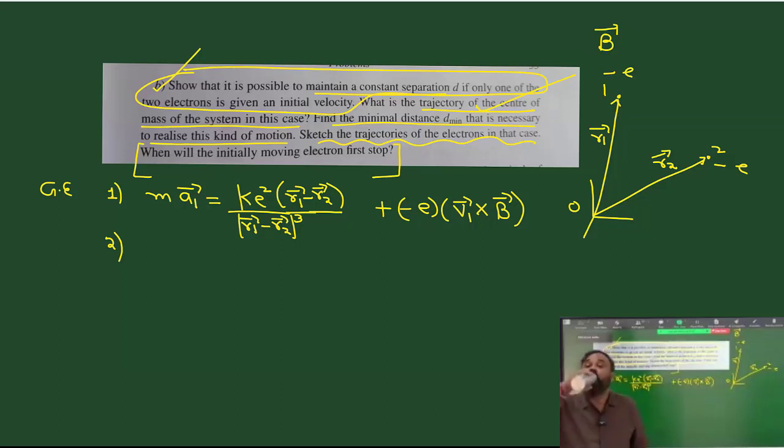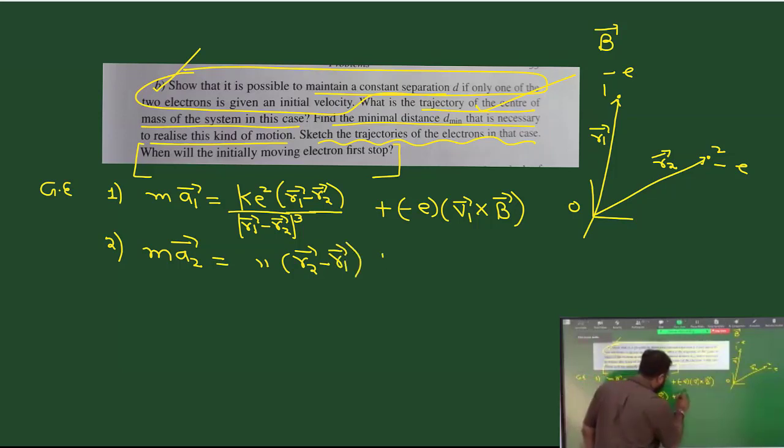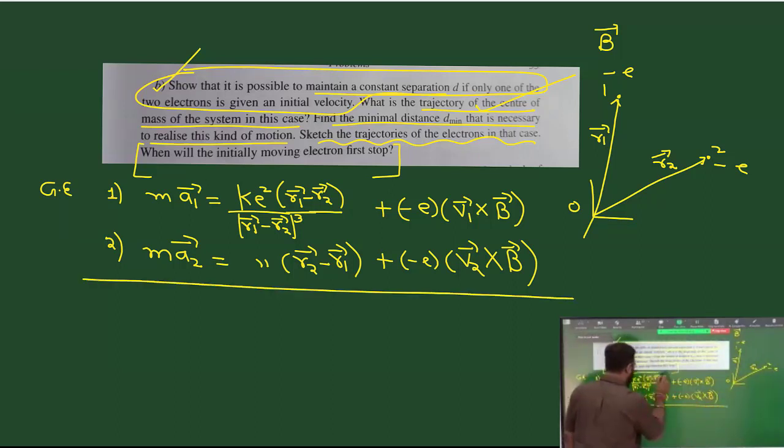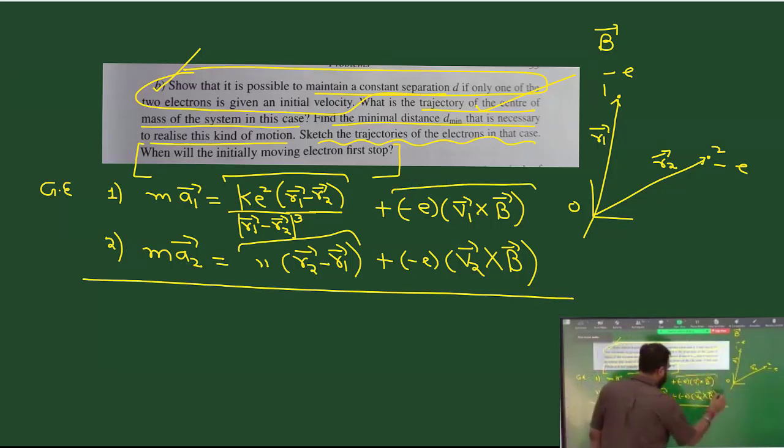Now try to observe that if you write the same equation for the second particle, the electrostatic term will be symmetric, with R2 minus R1 here. And here I'll have q, and the velocity will be different, which is V2 vector, and you cross this with B. These are the two equations. In these two terms, the constant is the same: k e squared upon |R1 vector minus R2 vector| mod whole cube.